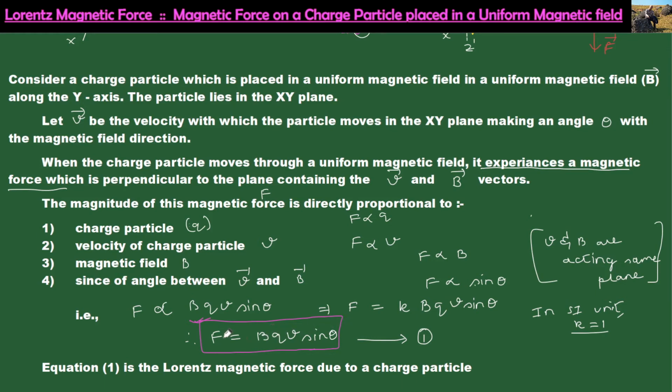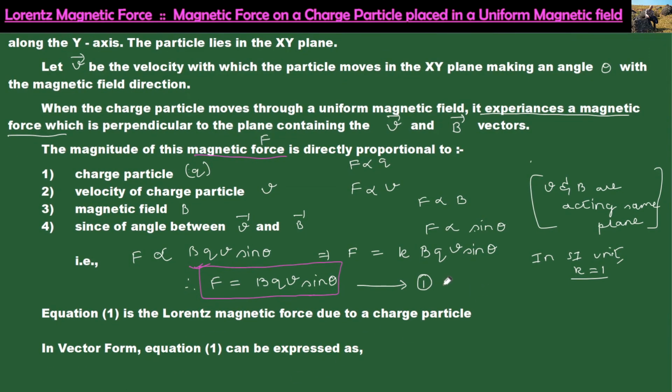If you want to find the magnitude of the magnetic force, knowing the values of B, q, and v, and also the angle between v and B, you can find the magnetic force. So this equation 1 is expressed only in terms of magnitude, which means this is in scalar form.